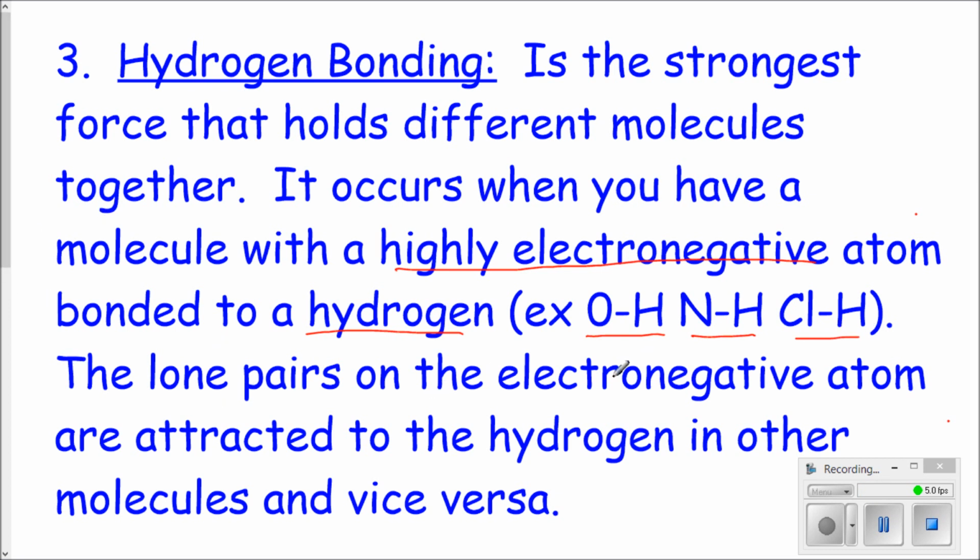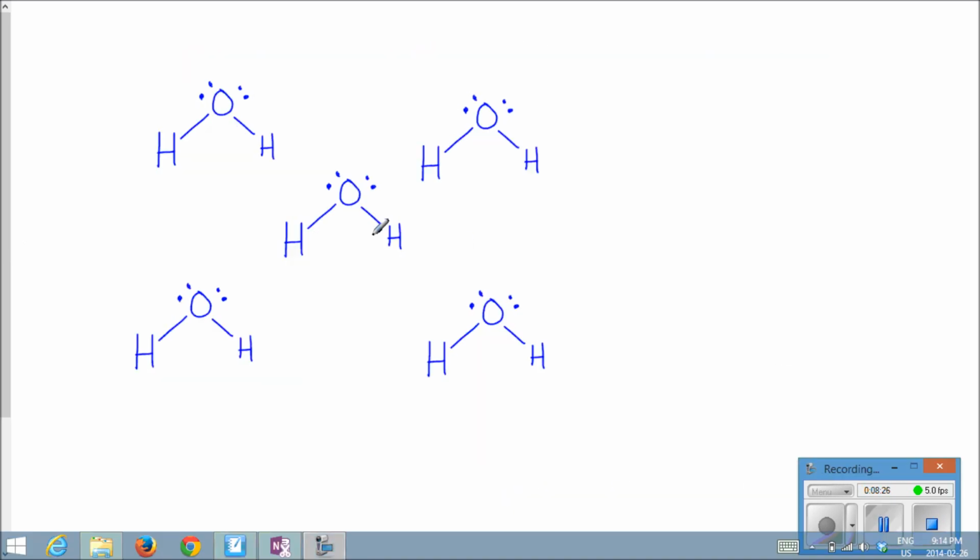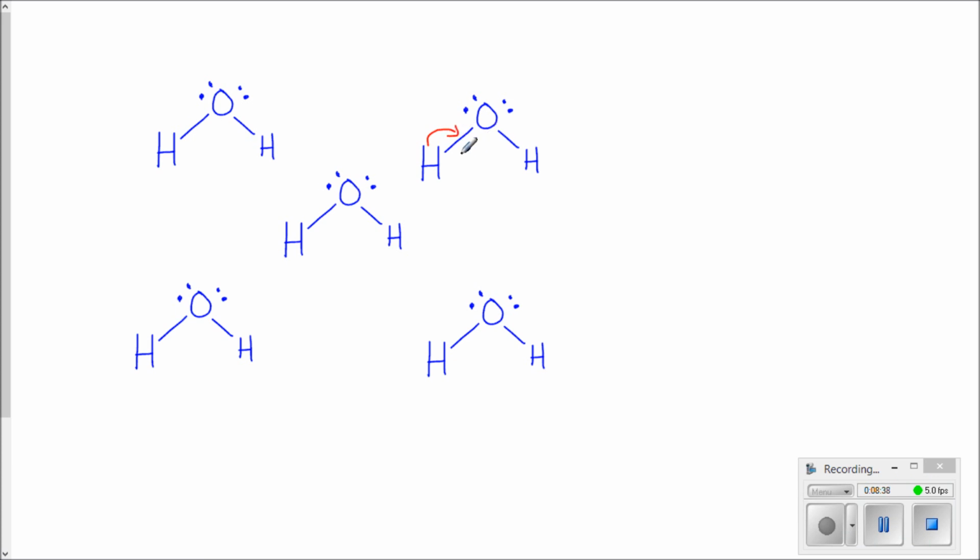And what it says is the lone pairs of the electronegative atom are attracted to the hydrogen in other molecules and vice versa. So this is an example of hydrogen bonding. Recall that hydrogen likes to have 2 electrons to have a full shell. So hydrogen has 2 electrons here, but those electrons are actually getting pulled towards oxygen. So hydrogen, like an unfaithful partner, says, hey man, I'm losing my electrons. Is there any electrons around here that I could borrow? Well, it finds a lone pair in this electronegative atom, and it's attracted to it. So you have a highly electronegative atom and a hydrogen bonded to it.